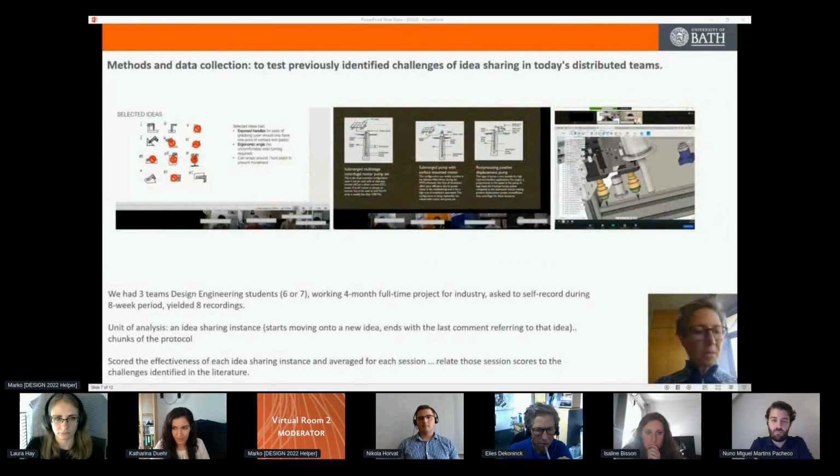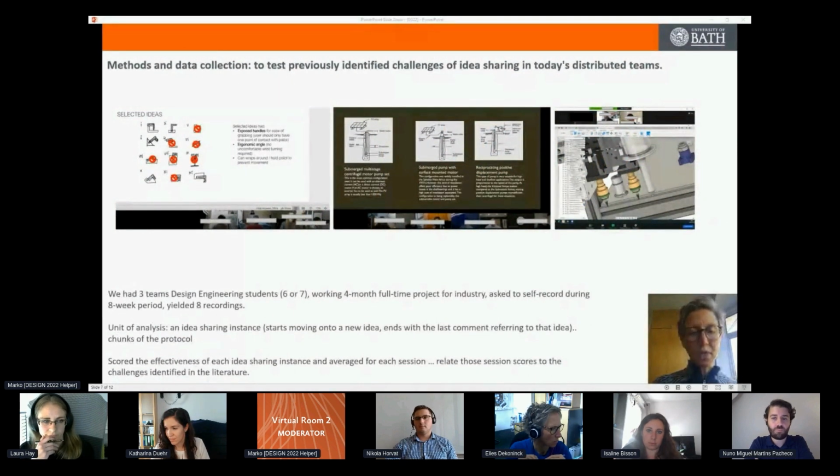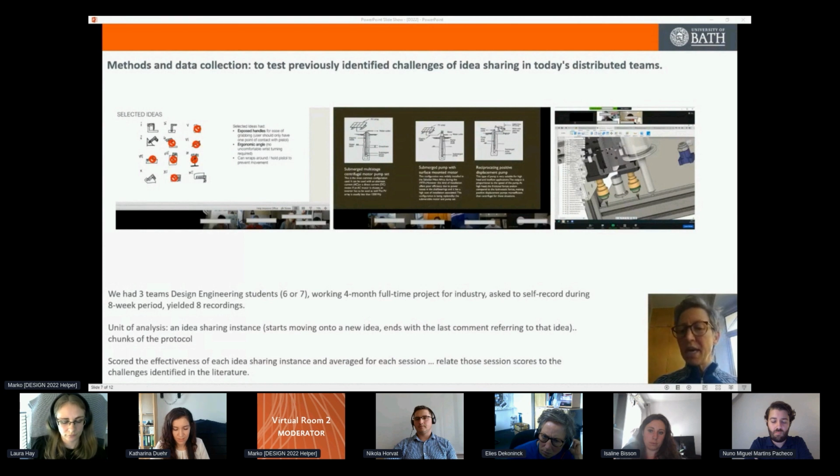So now a little bit on our methods and data collection. We had 3 design teams studying engineering design. These were in teams of 6 or 7, and they were working on a 4-month full-time project for industry, and they were asked to self-record during an approximately 8-week period where they should record any meetings where they were idea sharing. It yielded 8 useful recordings that we were able to analyze.